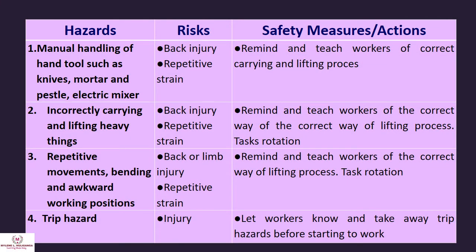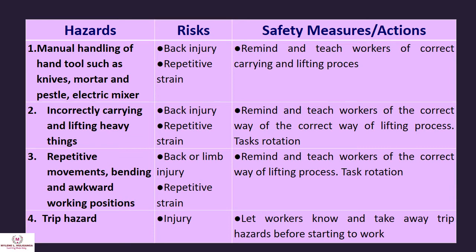The table shows the hazards, the risks, and the safety measures or actions to be taken. Number 1, manual handling of hand tools such as knives, mortar and pestle, and electric mixer, which has the risk of back injury, repetitive strain. Remind and teach workers of correct carrying and lifting process. Number 2, incorrectly carrying and lifting heavy things, which can cause back injury, repetitive strain. Remind and teach workers of the correct lifting process and task rotations.